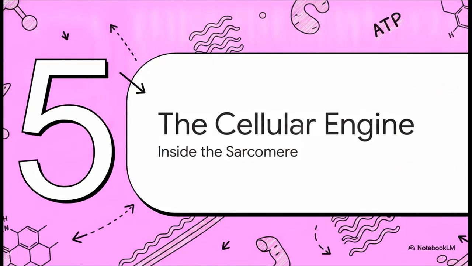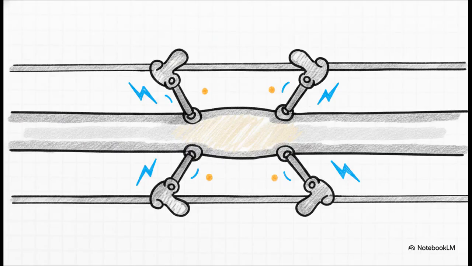This leads us to our final section, part 5, the cellular engine inside the sarcomere. So how does that physical stretch actually create a stronger contraction? For that, we have to zoom way in on the striated muscle cells. Muscle contraction relies on what's called the sliding filament theory. Inside the basic functional unit of the muscle, the sarcomere, you've got two main proteins, actin and myosin.